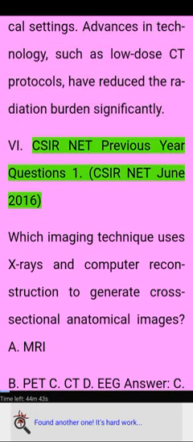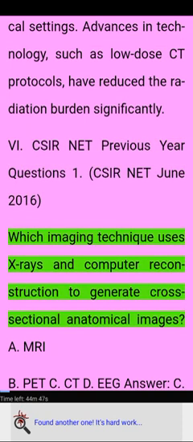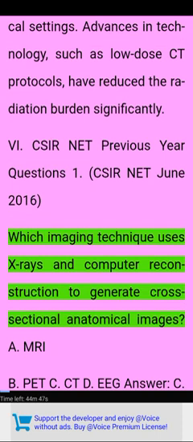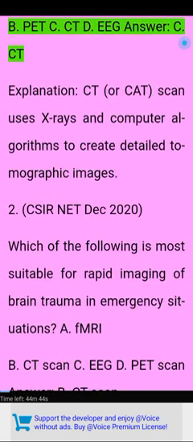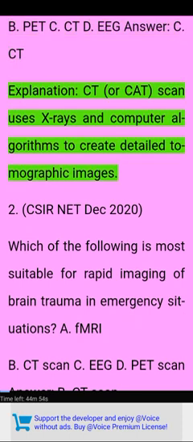VI. CSIR-NET Previous Year Questions. 1. CSIR-NET June 2016. Which imaging technique uses X-rays and computer reconstruction to generate cross-sectional anatomical images? A. MRI. B. PET. C. CT. D. EEG. Answer: C. CT. Explanation: CT or CAT scan uses X-rays and computer algorithms to create detailed tomographic images.